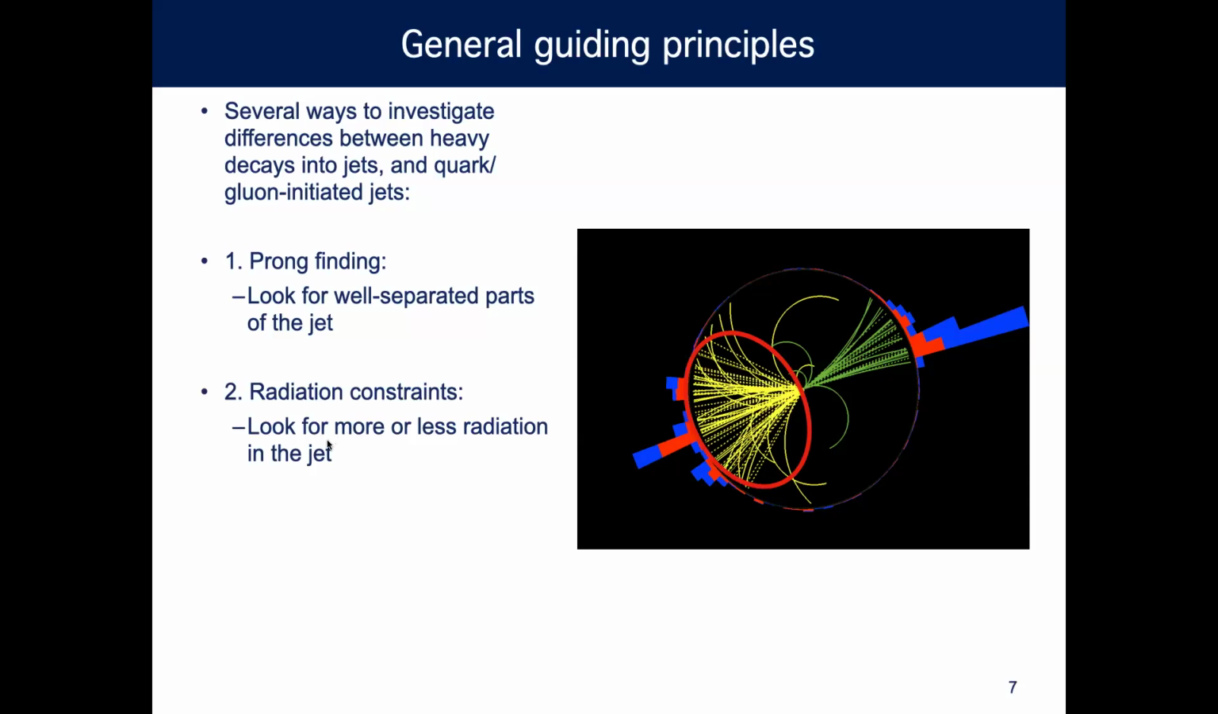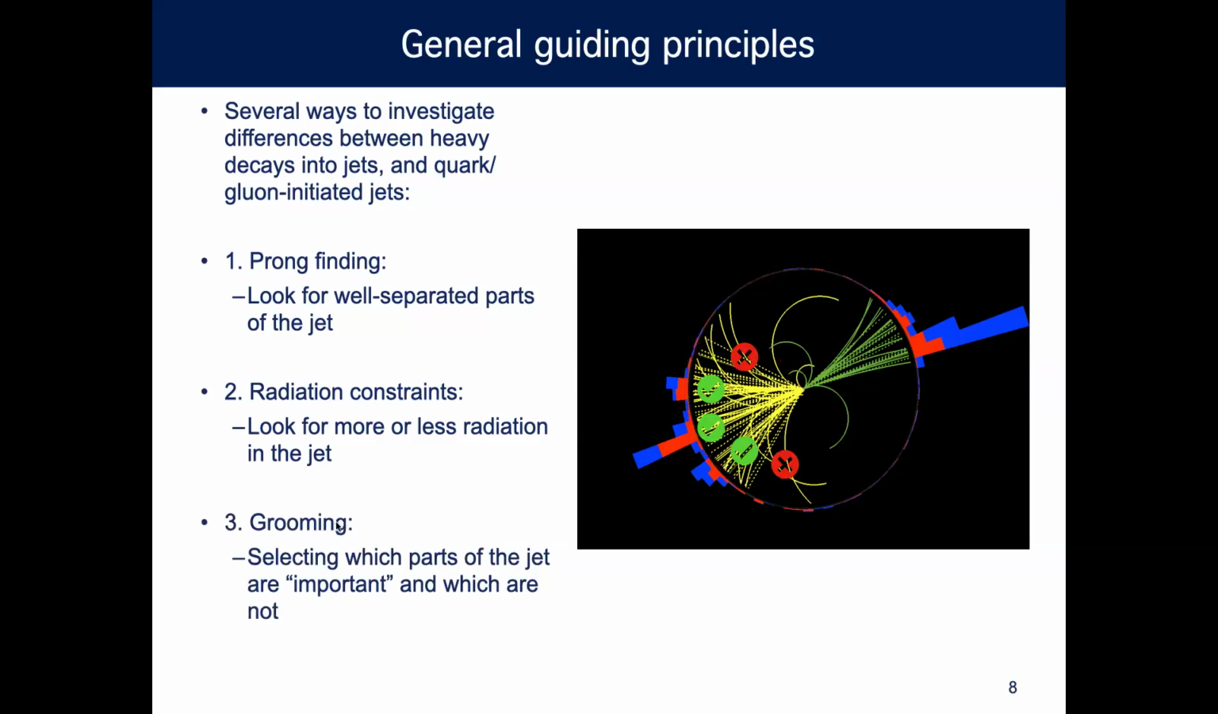There's also radiation constraints. You can look for more or less radiation in the jet, and more radiation means it gets wider and therefore increases its mass. So you can do that as well. And not only that, you can also look at grooming, and you select parts of the jet that you find more interesting than others, and say, well, maybe this part is bad and these 3 parts are good and this part is bad, and we want to do an analysis there.